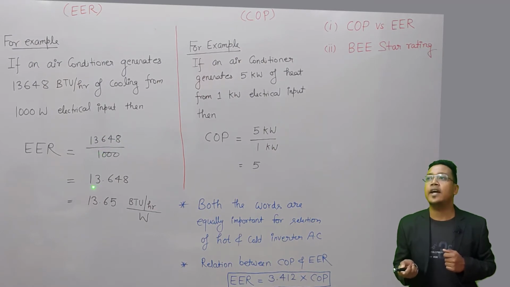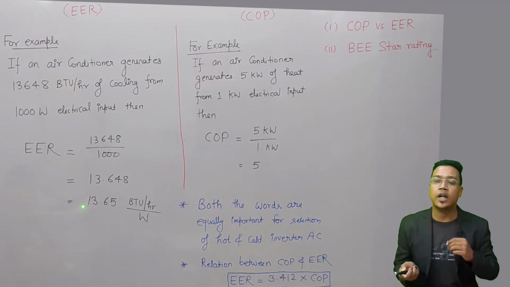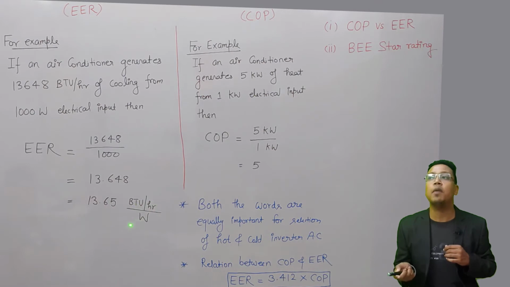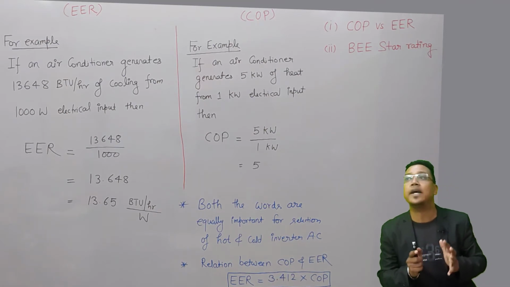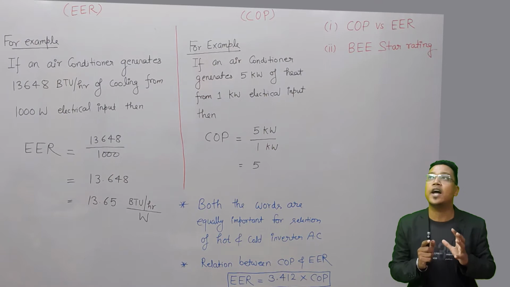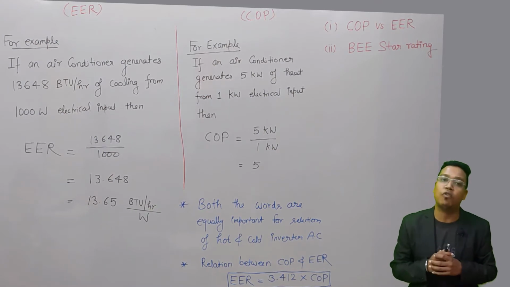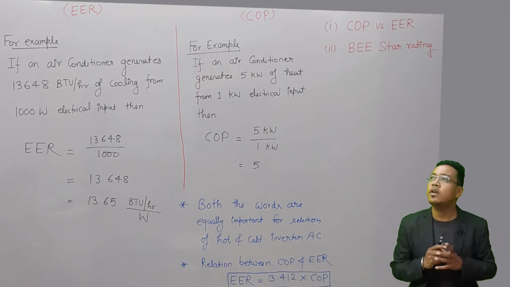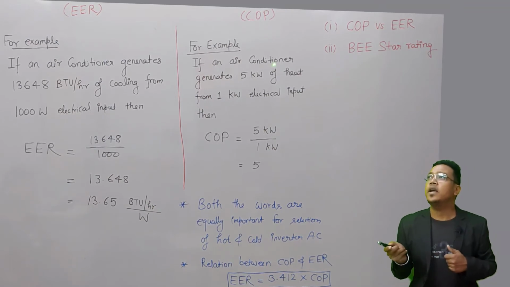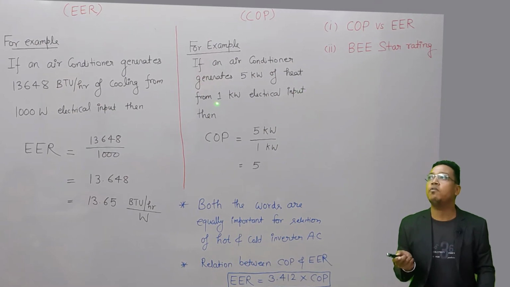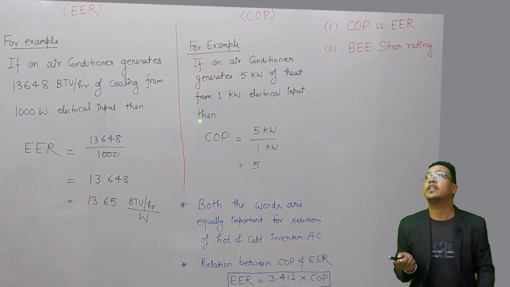Now we can write here like this, 13.648, or after rounding off I can write 13.65 BTU per hour per watt. This is the EER for an air conditioner if it is used for cooling performance. If we are using EER, then this is 13.65 BTU per hour per watt. Okay. Now, for COP, if an air conditioner generates 5 kilowatt of heat from 1 kilowatt electrical input, then what shall be the COP?